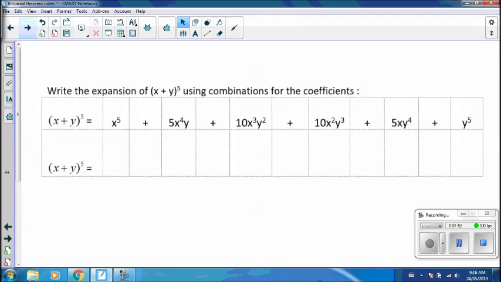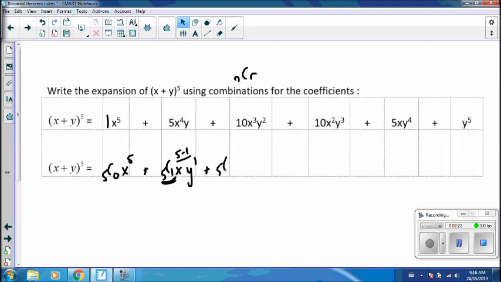So if we write this expansion using combinations, we're going to use this. The first one, we're going to write 5 choose 0, which is 1, x to the power 5, y to the power 0. So I'm not even going to bother writing that. Plus 5 choose 1, x to the power 5 minus 1, which is 4, y to the power 1.